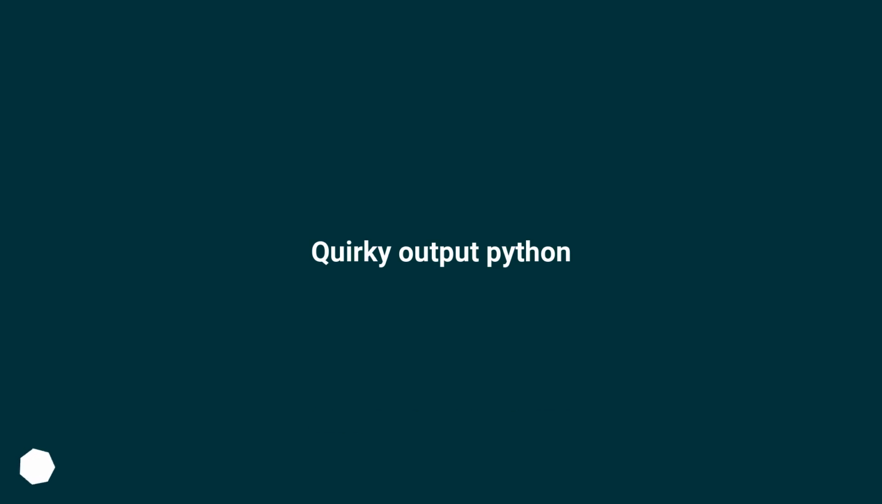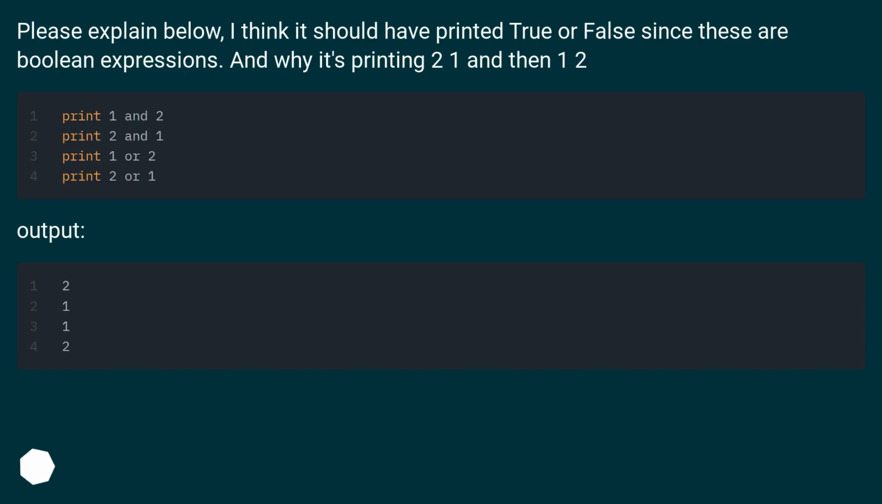Quirky output, Python. Please explain below. I think it should have printed true or false since these are Boolean expressions. And why is it printing 2 1 and then 1 2?